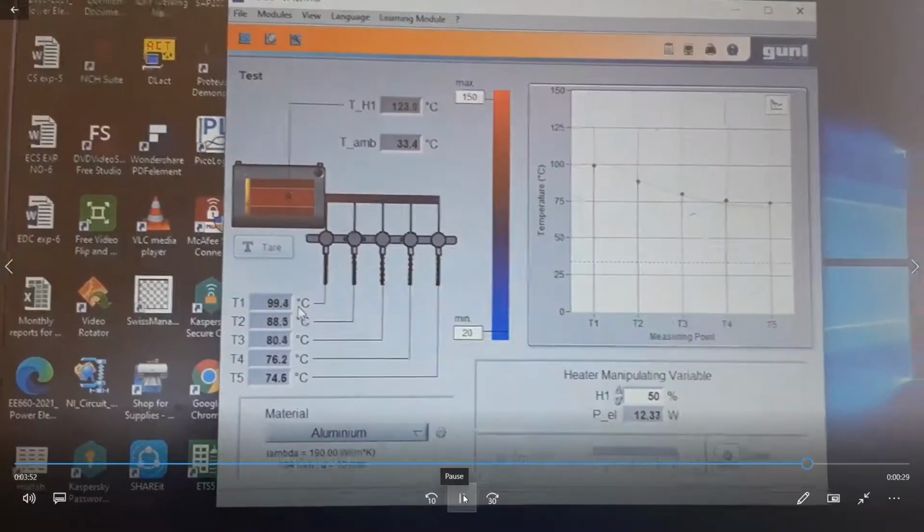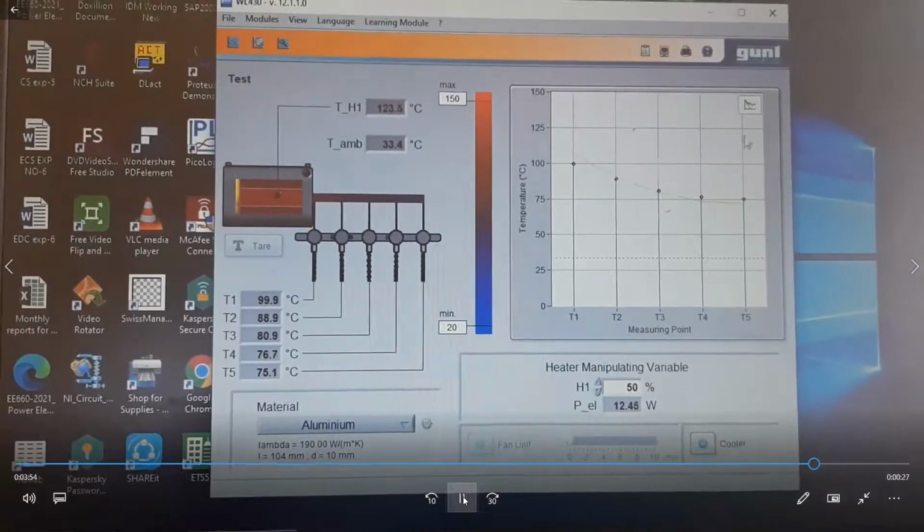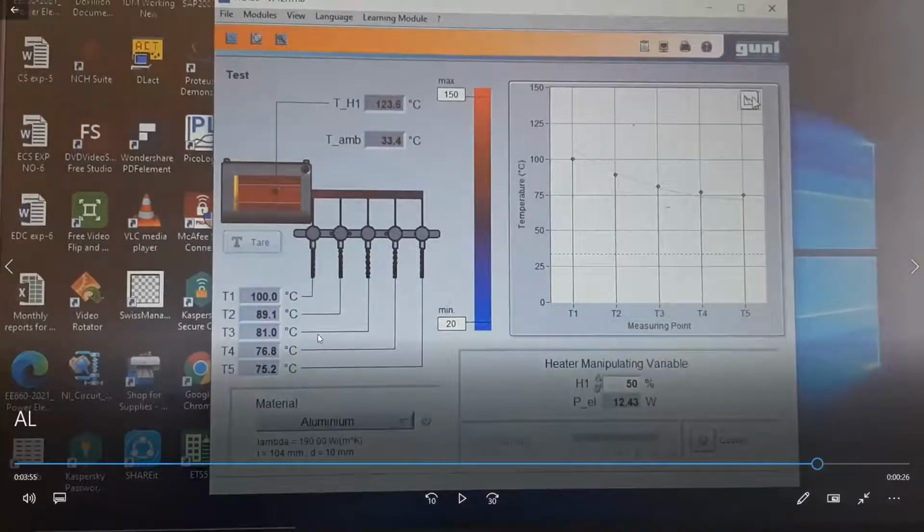Okay, this is your reading. Take this down. This is the reading for the aluminum: 100, 89, 81, 76, 75. This is for your temperature curve. This will be the temperature curve for the aluminum for your lab report submission.